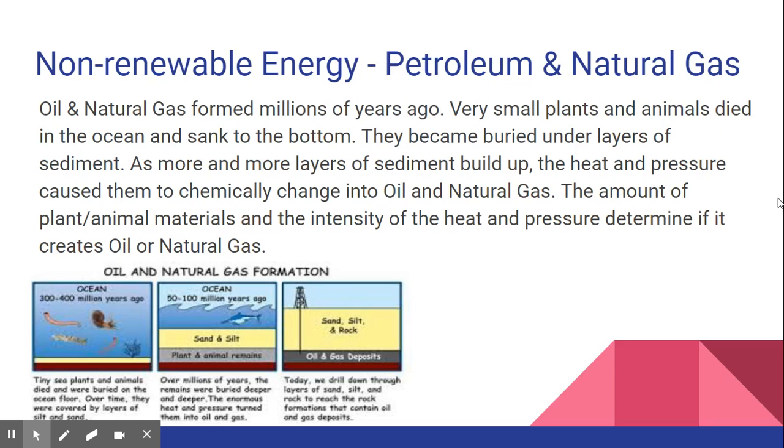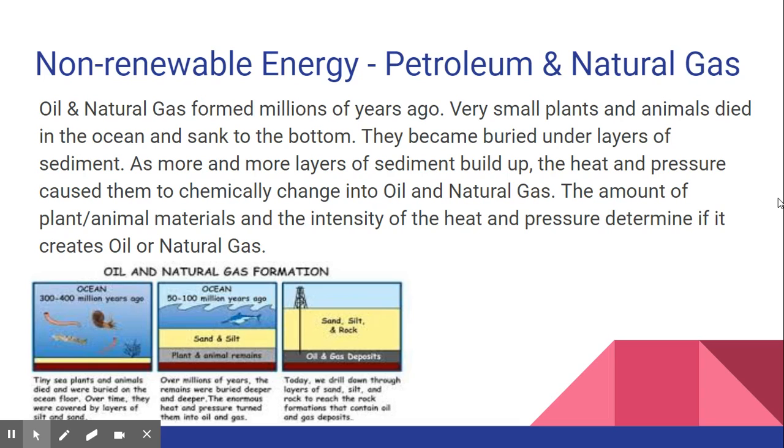Another non-renewable energy is petroleum. And we've got petroleum and natural gas both grouped together because they are created in very similar ways. Petroleum and natural gas also formed millions of years ago, just like coal.